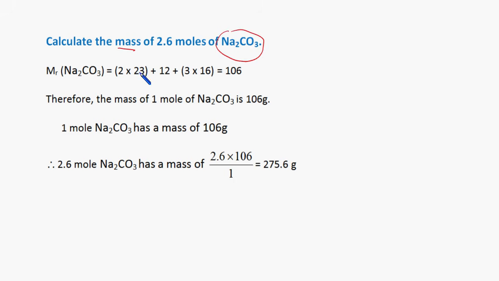Sodium, the mass number is 23. And we have 2 sodium atoms, so it'll be 2 multiplied by 23. We have 1 carbon atom, so we add 12. And we have 3 oxygen atoms, so it'll be 3 by 16. Now the 23, the 12, and the 16, you would have gotten from your periodic table. And this gives us a value of 106. What does this number mean?